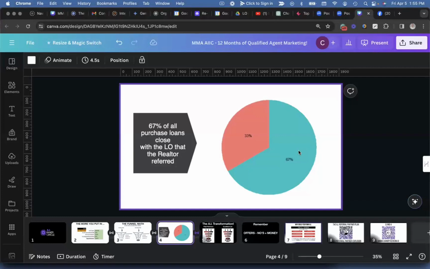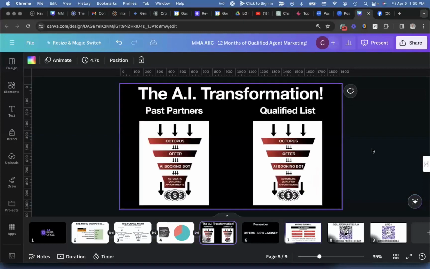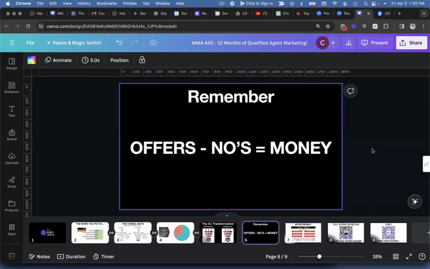Now, the reason why we're focusing on realtors is because 67% of all purchase loans close with the realtor referred lender. So 67% of the deals close with a loan officer that was referred by the real estate agent. So this is kind of like our lowest hanging fruit. So you take your past partners, your qualified list, load them in. We're trying to get as many offers into the marketplace as possible.